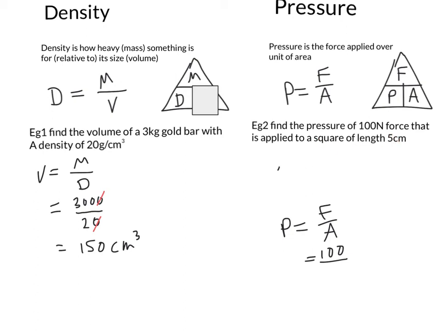What's the area of a square? If a square has a side of length 5, then it's going to be 5 by 5 to get the area, which is 25. 100 divided by 25 gives us 4. What would the units be in this question? Well, we got the force, which was in newtons, and then we divided it by the area, which was in centimeters, so centimeters squared. So our answer would be newtons per centimeter squared.